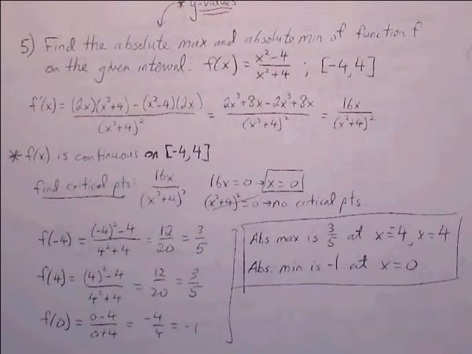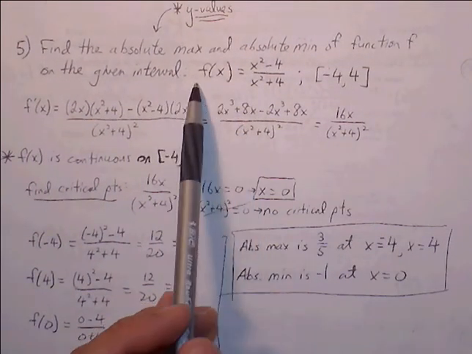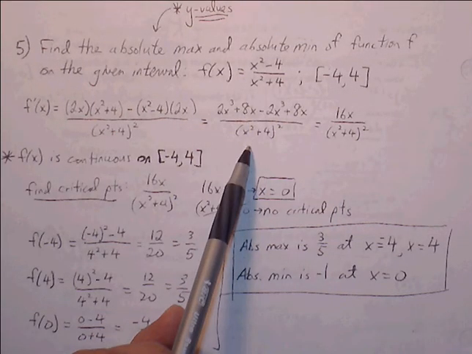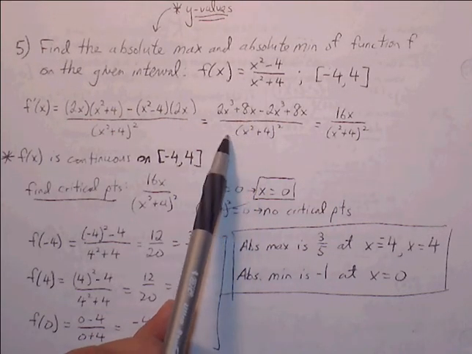All right, let's look at number 5 on the back here. Find the absolute max and absolute min. So this is an extreme value theorem problem where we have a closed interval and we're trying to determine where the absolute max and absolute min is on the graph.